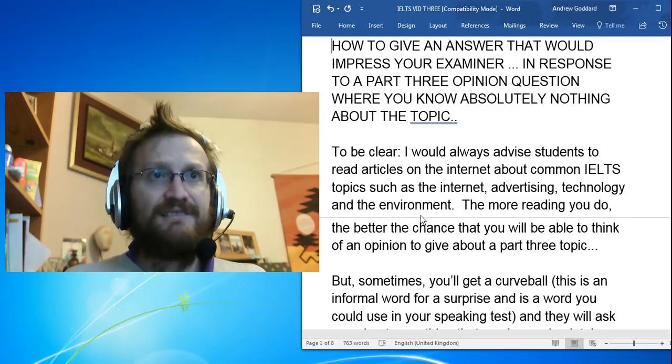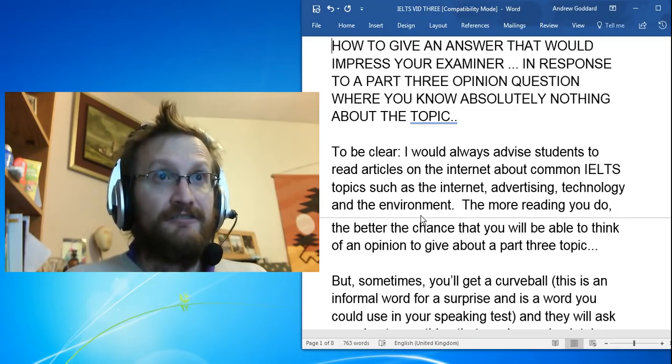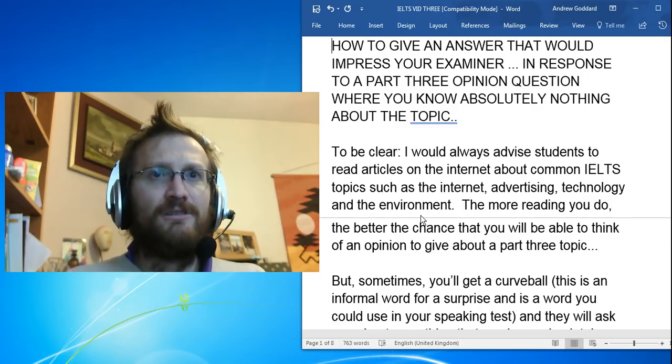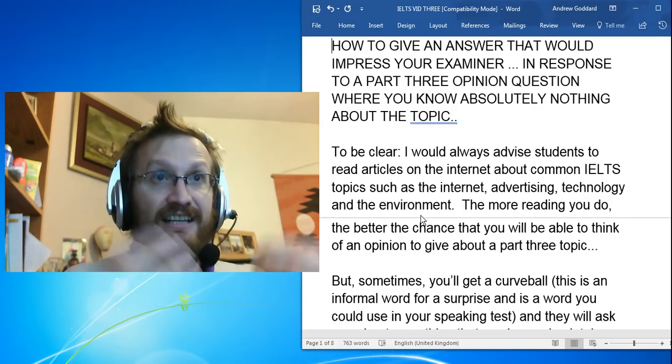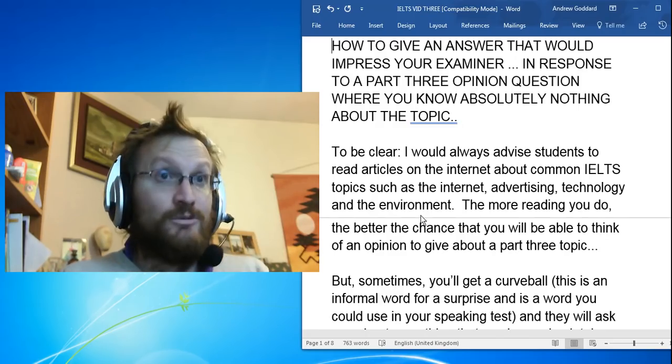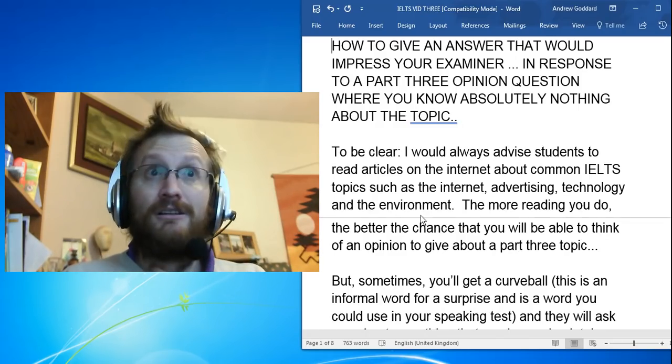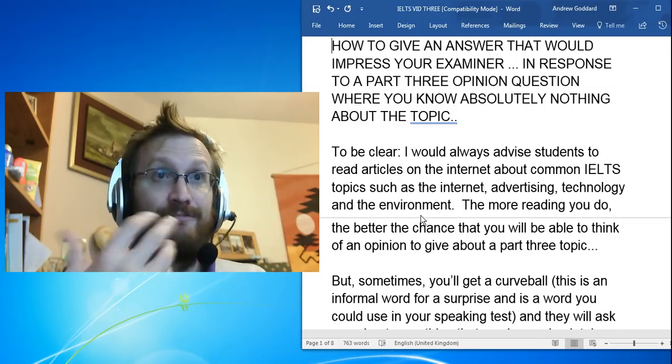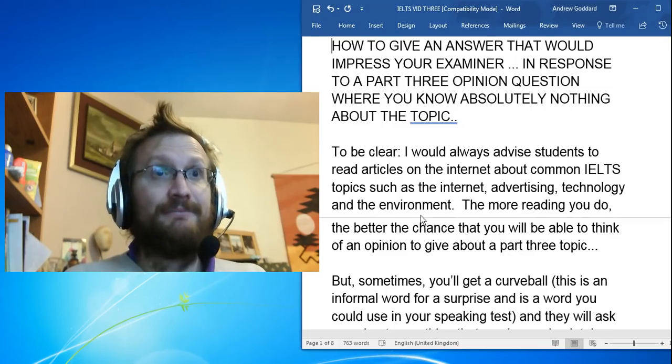But sometimes, no matter how well you prepare, you will get a curveball. A curveball is an English expression, an informal word, which means a surprise. And it's a word, this word, curveball, which you could also use in your speaking test to describe something that really surprised you in your life.